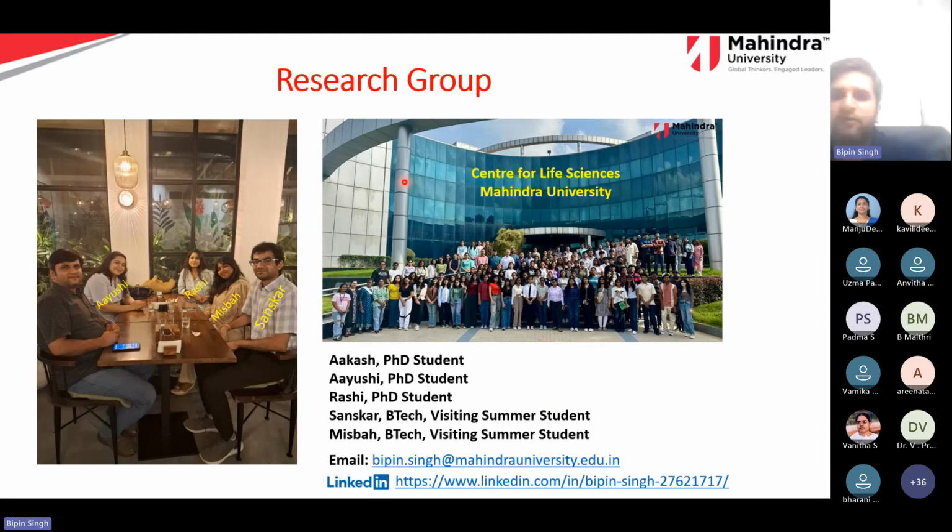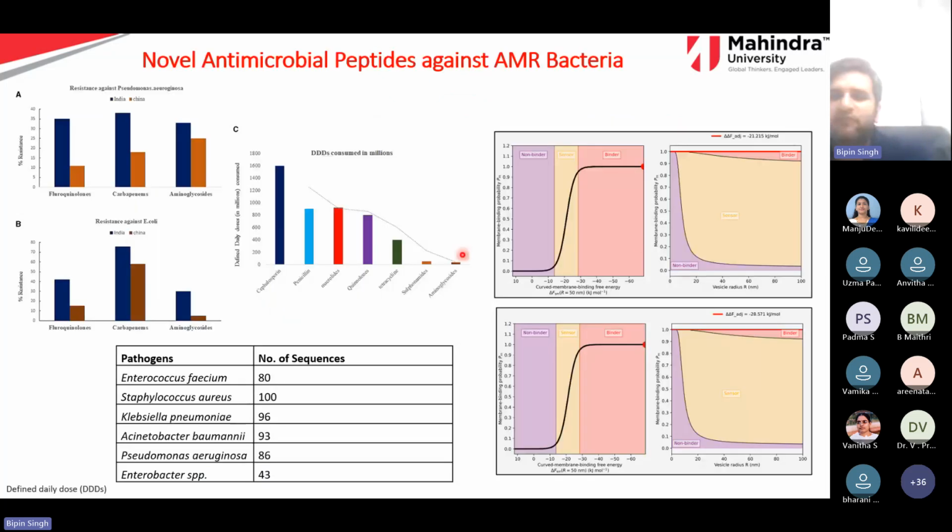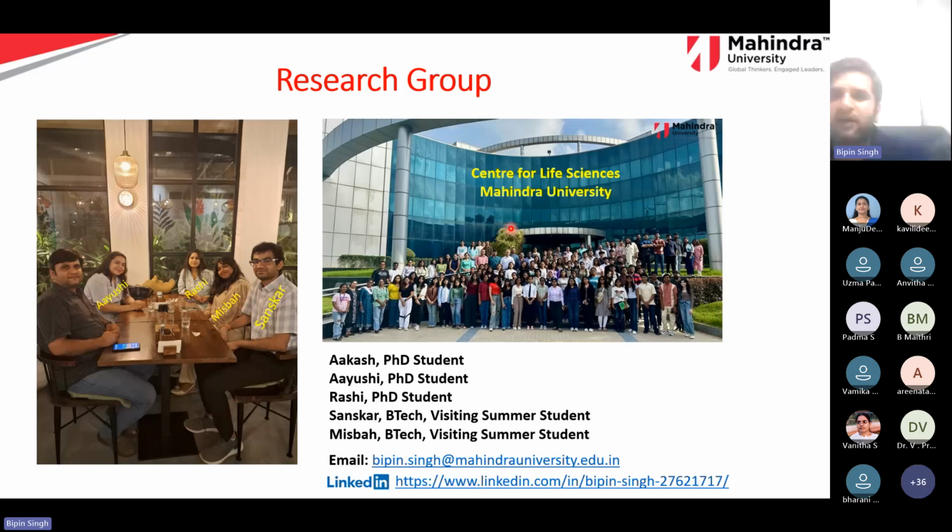This is our group. Most of the work was performed by Ayushi and Rashi, who are our PhD students, and these were two student trainees who visited in summer, and a lot of this peptide discovery work has been performed by them. This is the Center of Life Sciences, and we have a PhD program funded by the university, and likewise we have MTech and MSc programs. The MTech program is also funded by a fellowship if you have qualified any national level exam or you have a good CV.